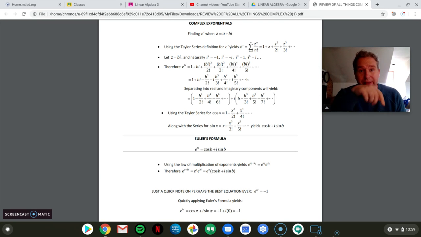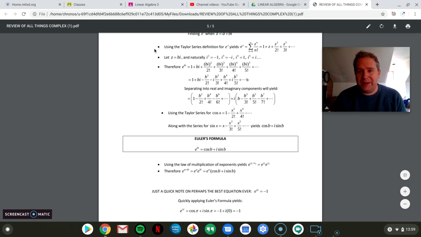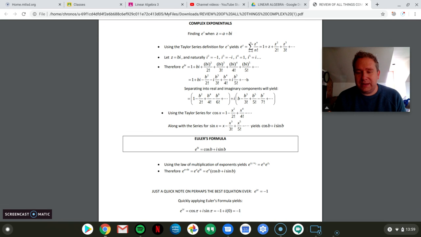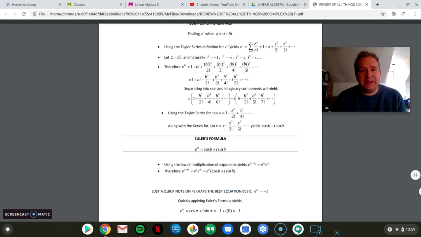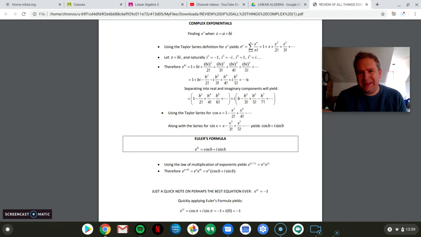And then with the last page here, I have complex exponentials. So this is basically raising e to a complex power. This relies on calculus. We just reviewed this when we did differential equations, but I wrote out here the Taylor series for e to the x. I used e to the z for our complex numbers.